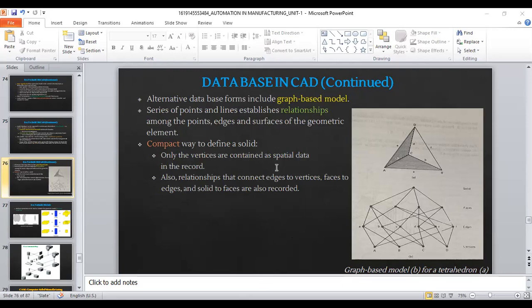So only the vertices are contained as spatial data in the record. Okay, also the relationships that connect edges to vertices, faces to edges, and solid to faces are also recorded, isn't it? Right from vertices to how these vertices are able to form edges, how those edges are able to form faces, how those faces are able to form a solid. So that's why we are saying it's a compact way to define a solid, starting from vertices.